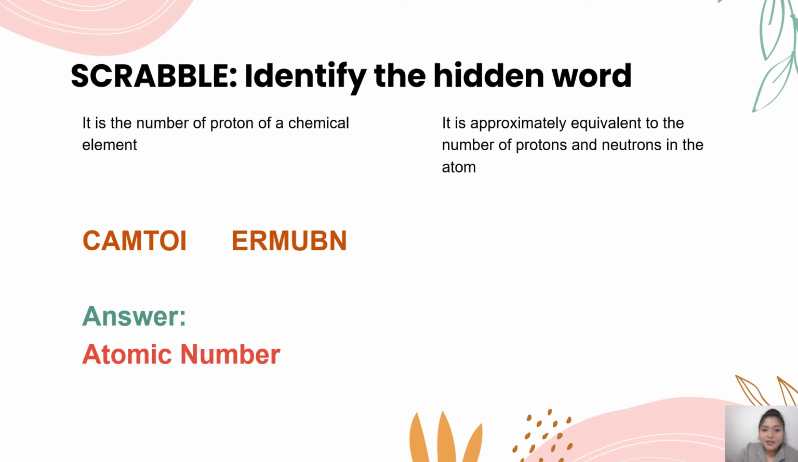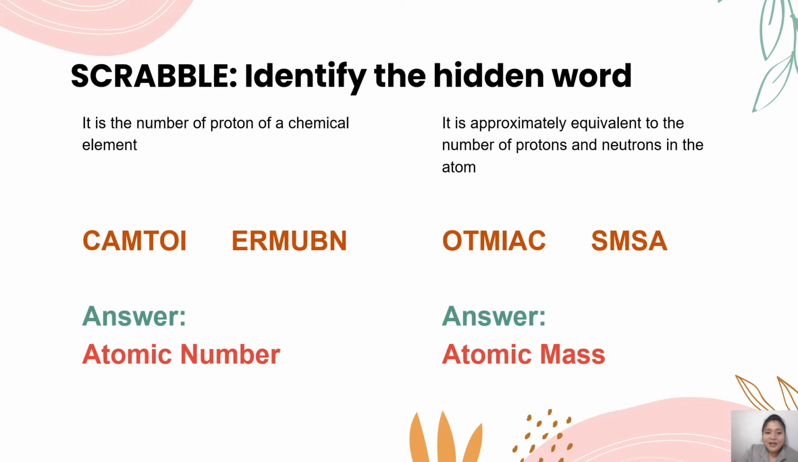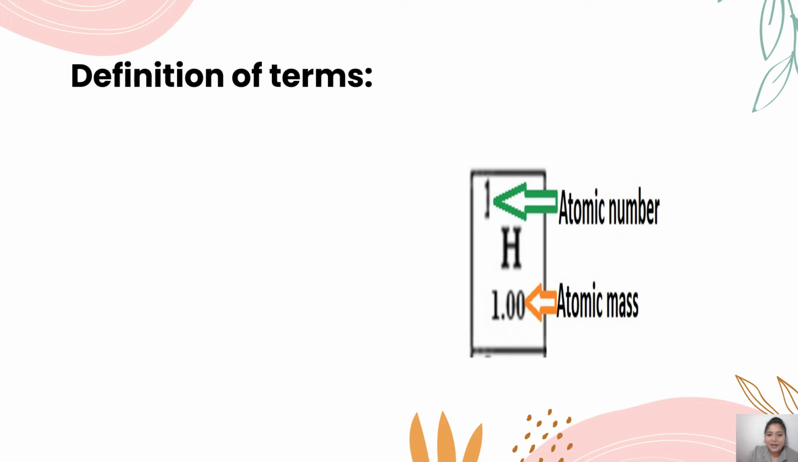Next, it is approximately equivalent to the number of protons and neutrons in the atom. So, again, this has two words. So, what do you think is the hidden word? Okay, so let's check your answer. You got the correct answer. It is atomic mass.